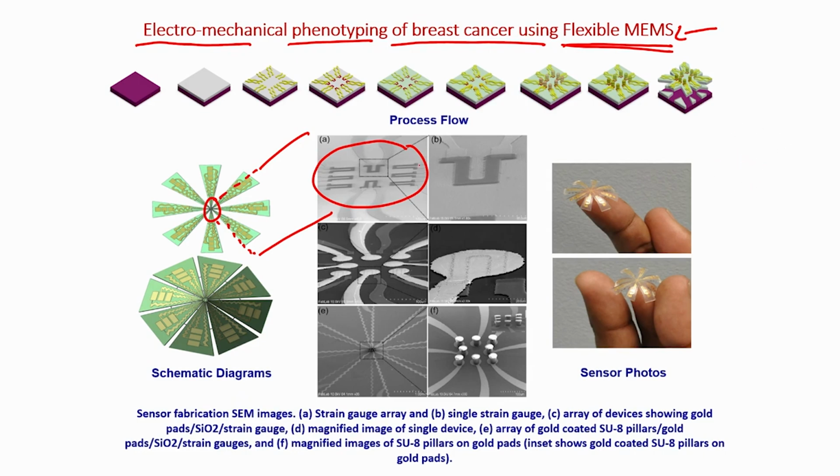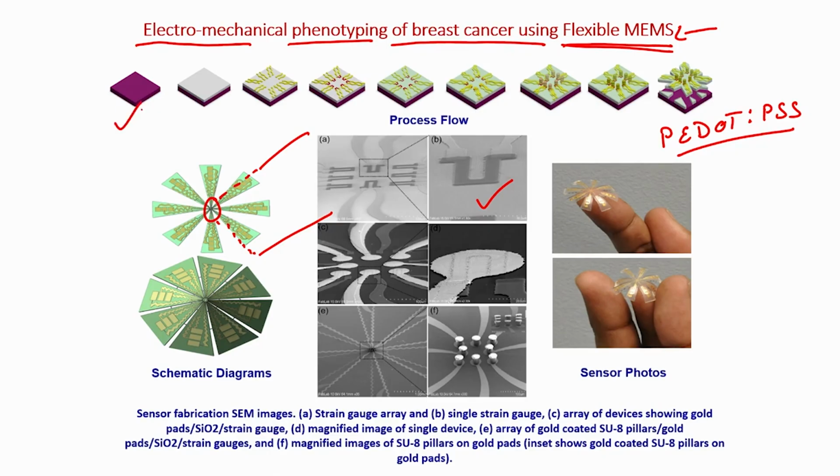Alright. If I magnify it further, I can see a single strain gauge, which is shown here in the B section of our image. And the material that we have used to fabricate the strain gauge is PEDOT:PSS. This is a conducting polymer. Okay. Now, what have we done? Let us see what we have done.